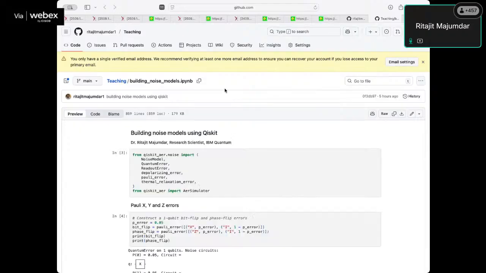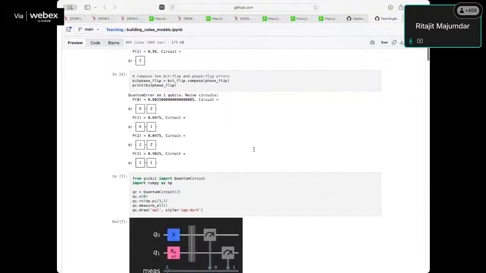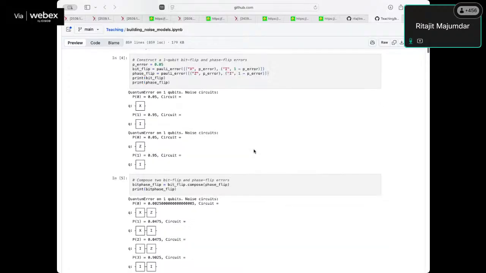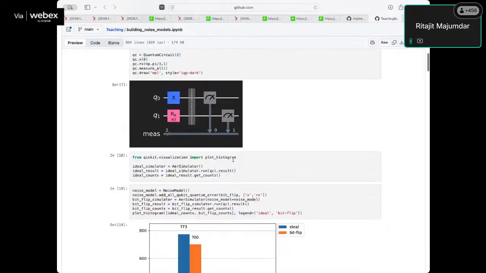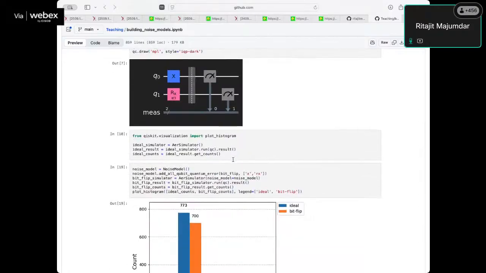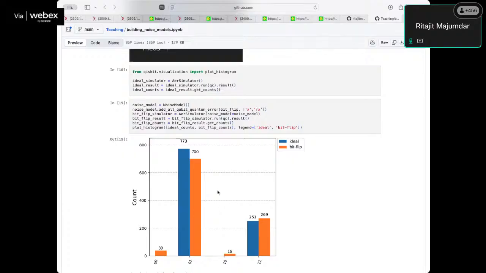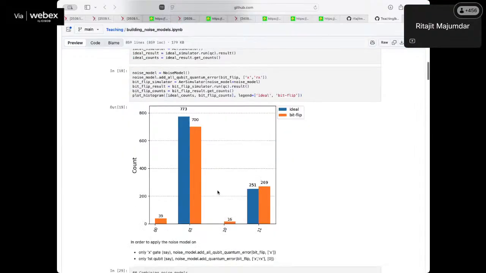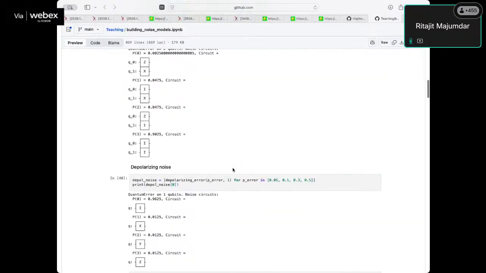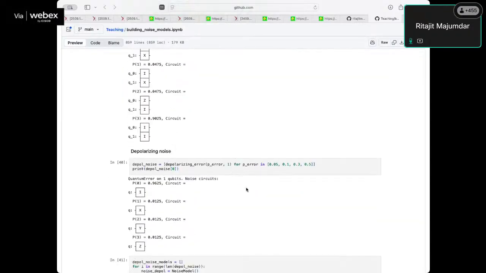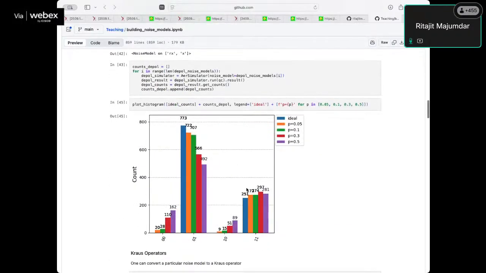It is also available if you just search on Qiskit, but you can also check here how you can build all these different noise models that we talked of, like the bit flip channel and phase flip channel, and how they affect the outcomes. How do you do that using Qiskit? And how do you do a depolarizing noise? What happens in depolarizing noise?